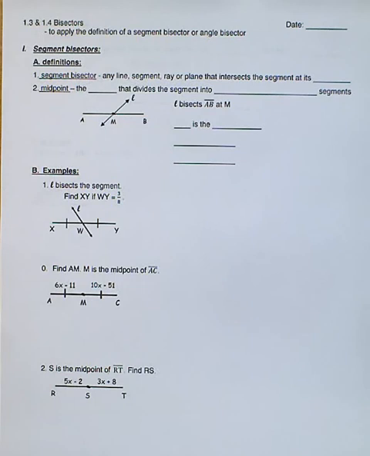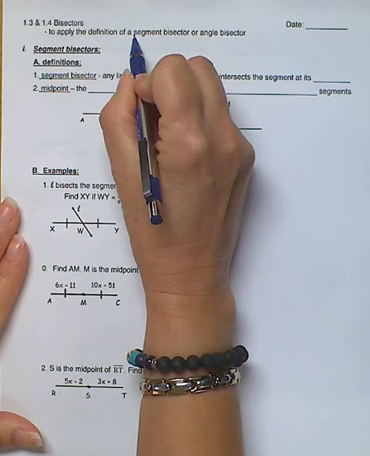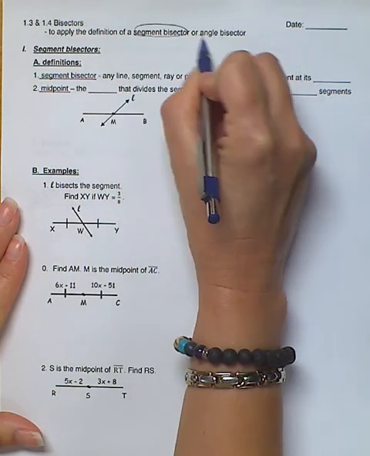So section 1.3 and 1.4, bisectors. It's two sections, but it's one topic, so we just put them together. And we're going to look at segment bisectors and angle bisectors.